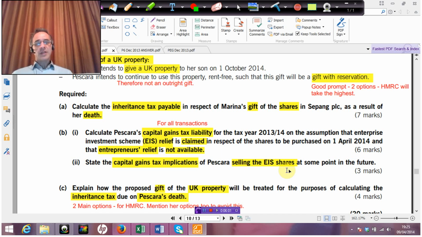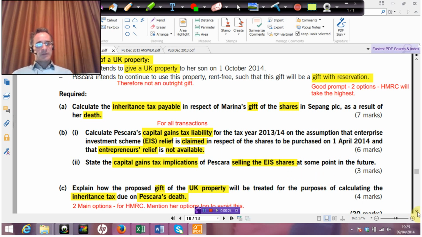So I think what we learn from this question is that, and I think he mentions it within the post-exam guide, students may know a little bit about EIS. In other words, they may know that you can get income tax relief, but as far as it goes from there, their knowledge is very, very weak. So it's really the nitty-gritty we've got to concentrate on in respect of those types of areas.